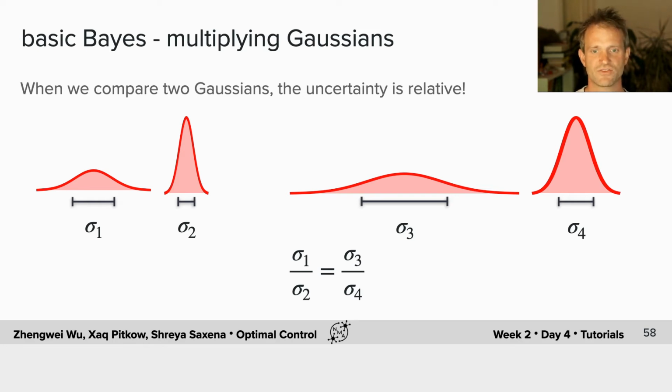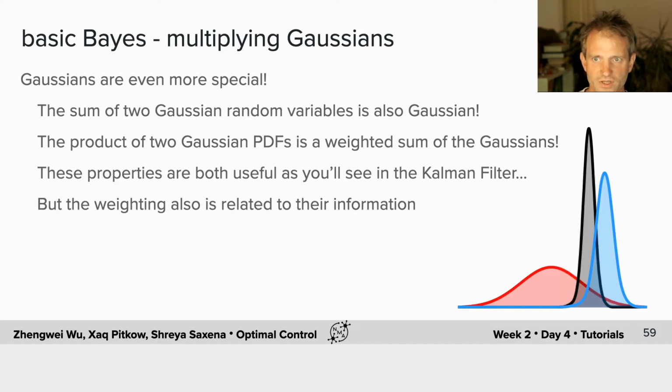We're not going to think of it as their absolute information. And this means that when we bring new information in and we compare some old estimate that might be a Gaussian with some new information that might be a Gaussian, we're going to want to think about the relative information involved.